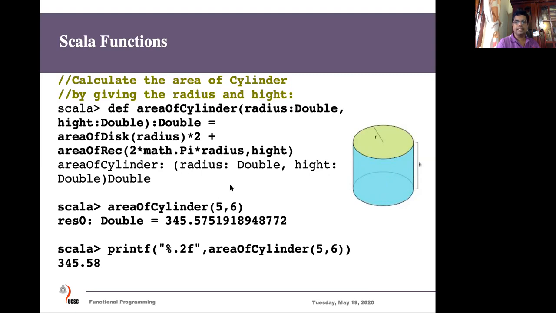This is the radius and this is the height of the cylinder. It returns the area. So you can call these functions in many ways. If you want to get the answer with two decimal places, we can use the printf function with a formatted string. So we say printf and give a formatted string. 0.2 means two decimal places, and f means we need a floating point number. Then we call area of cylinder with two input values, radius and the height. It returns the answer with two decimal places because with the formatting string I asked it to do so.